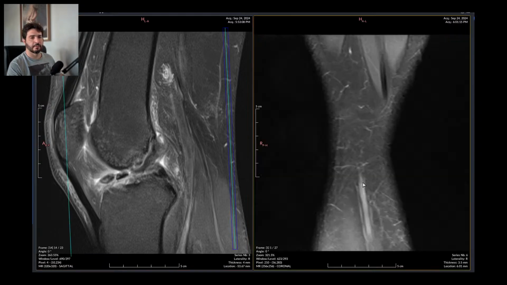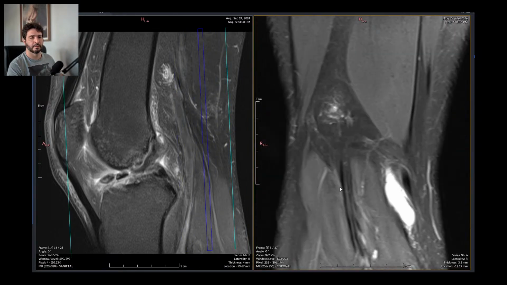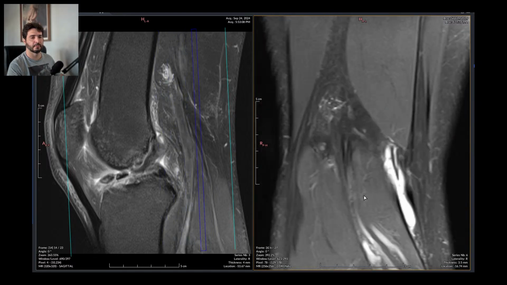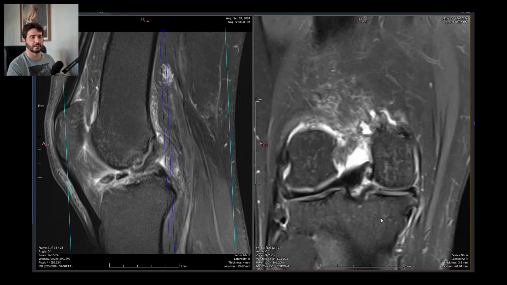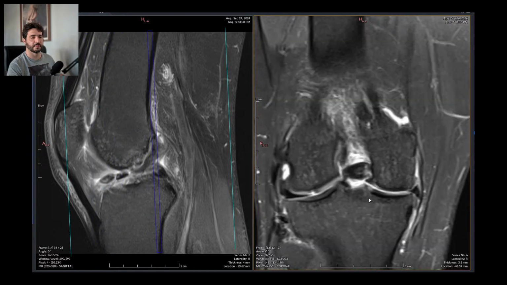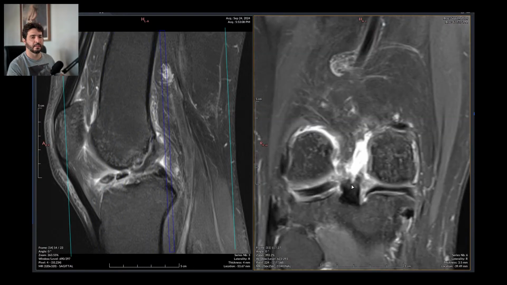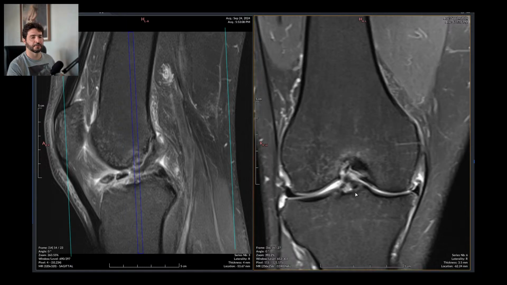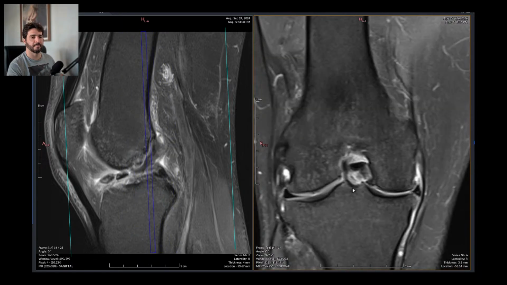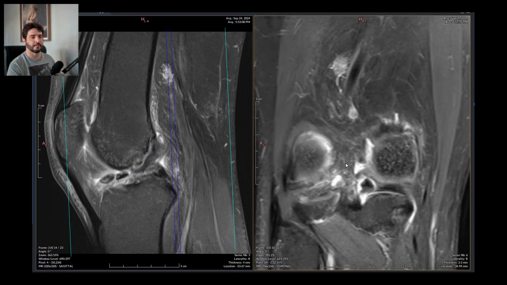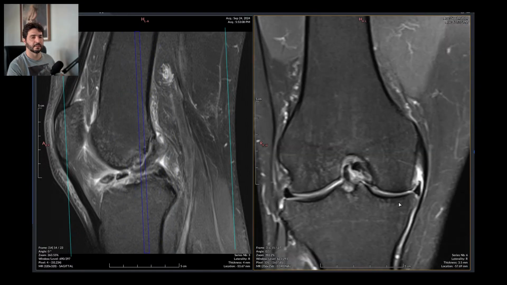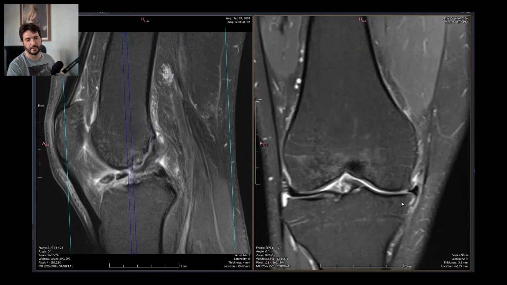Let me go for the coronal view. So this is the popliteal cyst right there, also called Baker cyst. This is a free body, another free body on the anterior recess. So there is thinning and partial rupture there of the fibers of the anterior cruciate ligament. It's quite clear right here. So this is a level 2 tear.